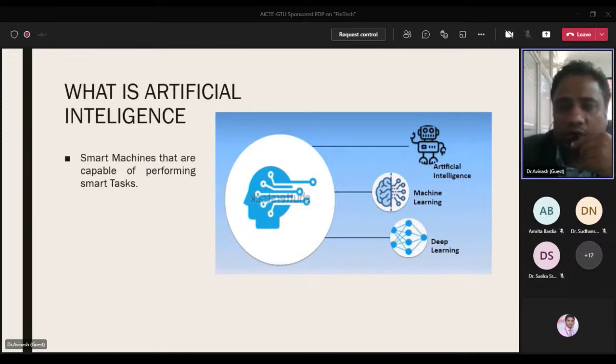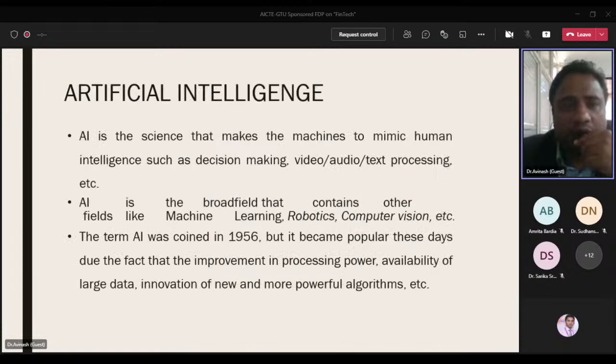AI has two different parts, that is machine learning and deep learning. Proceeding to the next slide, artificial intelligence definition: we have to understand that AI is a science that makes machines mimic human intelligence, such as decision making, video, audio, text processing, etc. AI has broad application in machine learning, robotics, computer vision, etc. AI was coined in 1956, more than 75 years ago. That means AI technologies were there, but at that time AI was not that famous.